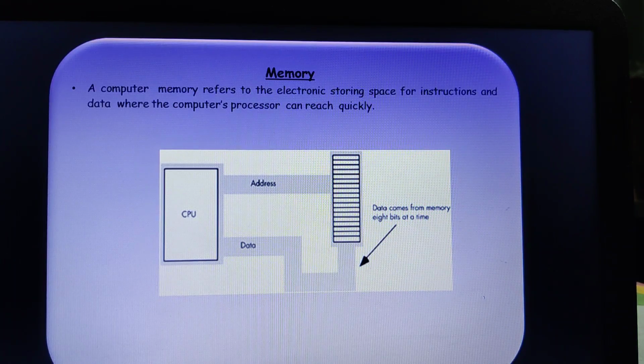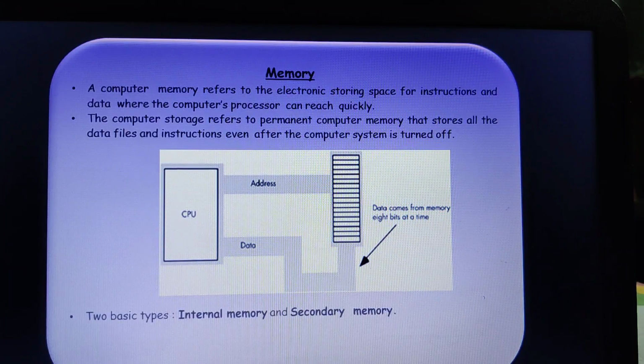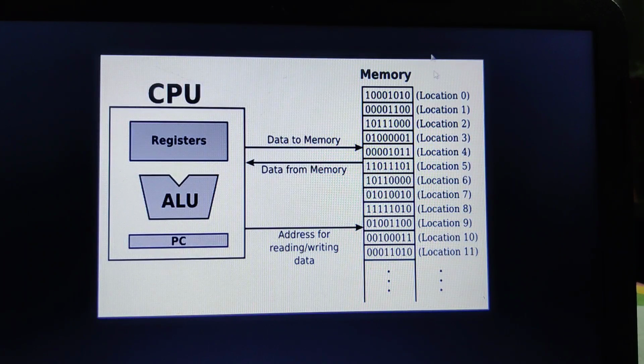I'll be explaining about this hierarchy. See here, these are electronic storage locations where the data is present in terms of zeros and ones. So this is your CPU. The internal memory of the CPU is stored in the registers, ALU, and control unit. So data to memory, data from memory. What happens here? This is the data bus and address for reading or writing.